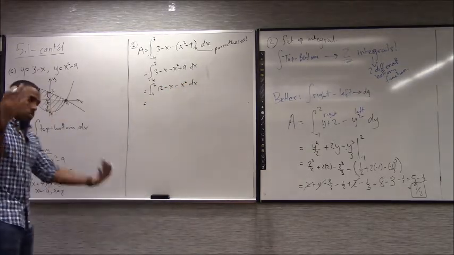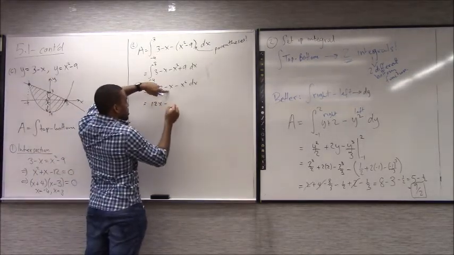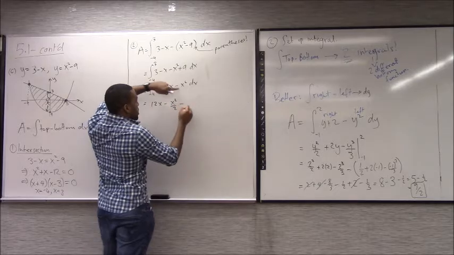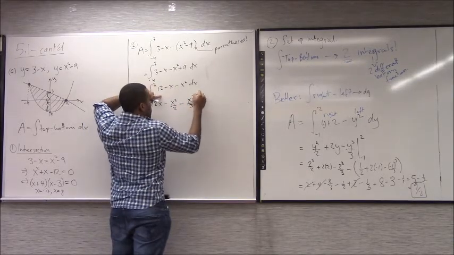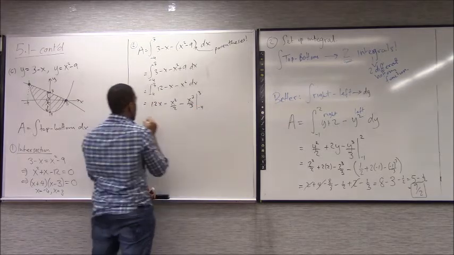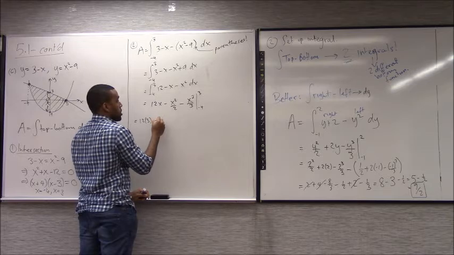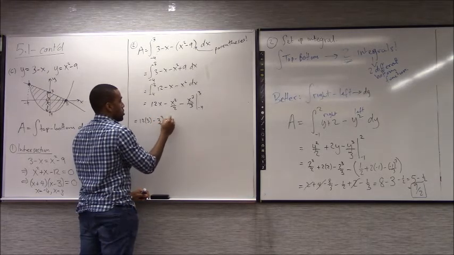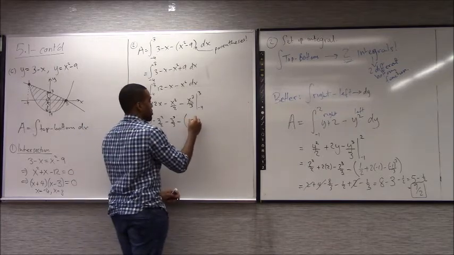Okay, and here we do our integration rules. So the integral of 12 is 12x. Integral of x is x squared over 2. Integral of x squared is x cubed over 3. We're going to plug in 3 and minus 4. So this is going to be 12 times 3 minus 3 squared over 2 minus 3 cubed over 3, minus parentheses 12 times minus 4.